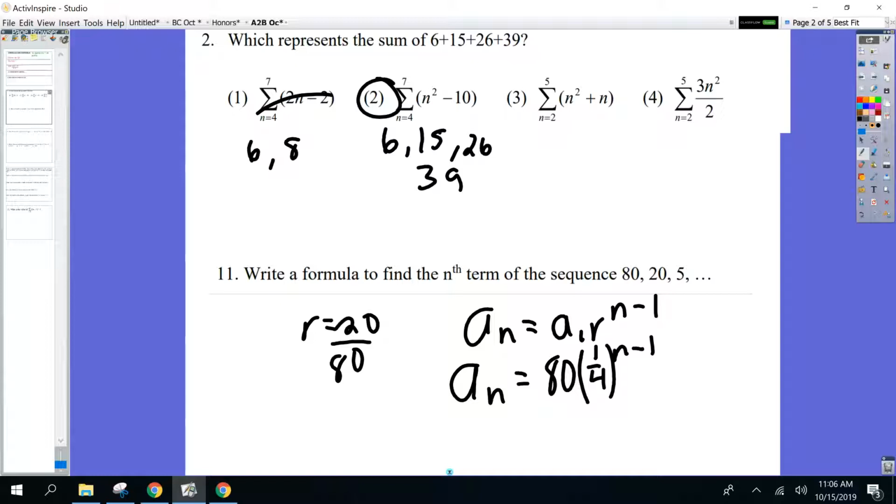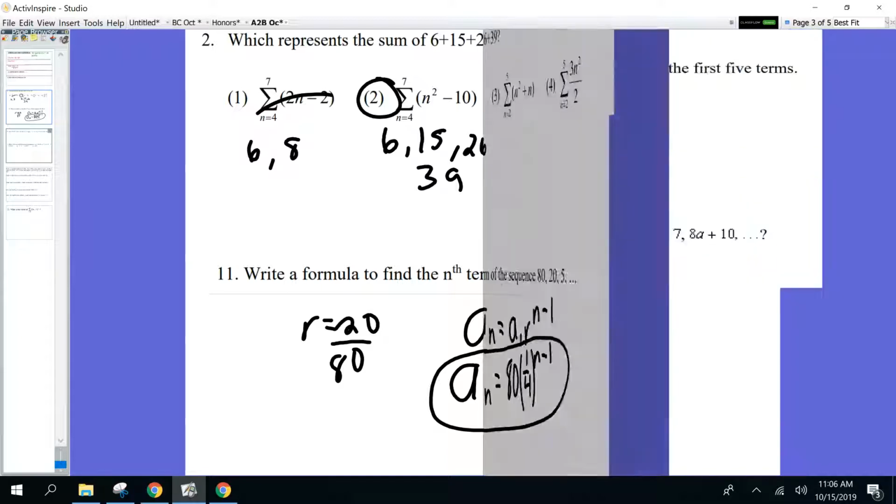Final question. Can you multiply the 80 and the 1/4? No, you're done. Identify what type of sequence it is and plug in for everything but n. Questions yet? I know I'm going quick, but I want most of the time for you guys.